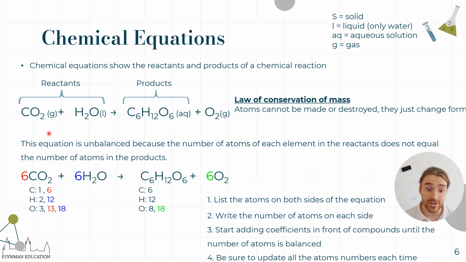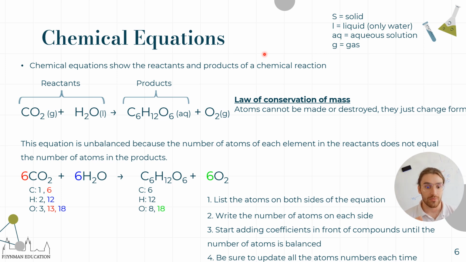We're also going to be using these abbreviations, S, L, AQ, and G, and what they symbolize is what form the compound or chemical is in. S is for solid, L for liquid, which we use for water only, H2O. AQ is aqueous solution, so that's something in a liquid form, and then G is gas.